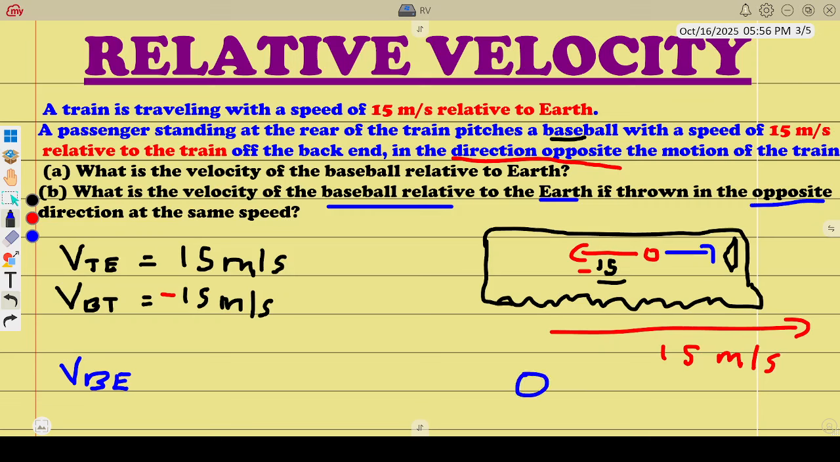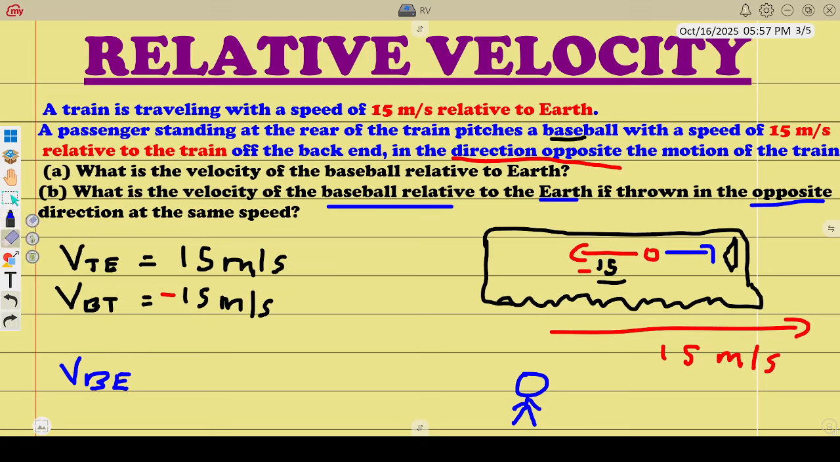So when someone is on the earth, meaning the ground, so BE, ball and earth. When someone is on the ground and they see a ball moving forward, it will look like the ball is moving at a very fast speed because we have two velocities. The train is moving and also the ball is moving. So in such a case, if the train even puts on brakes, the ball will go very fast. Yeah, so let me just explain this point.